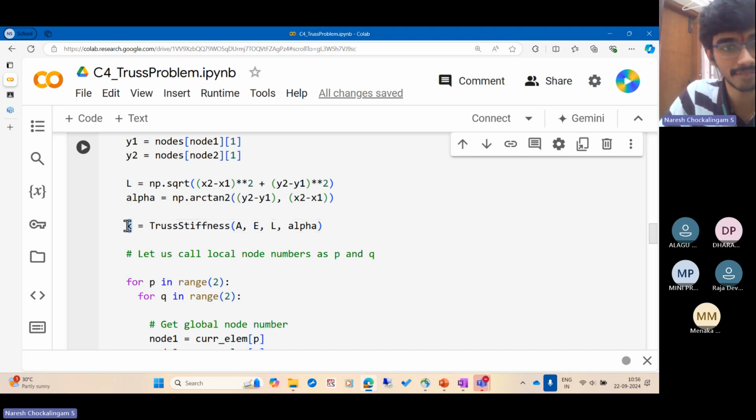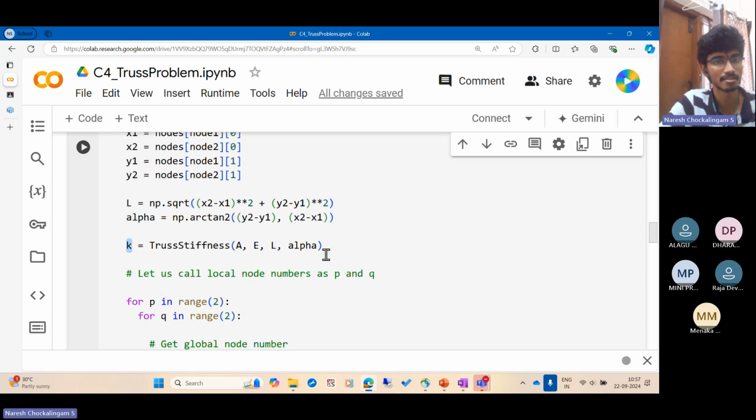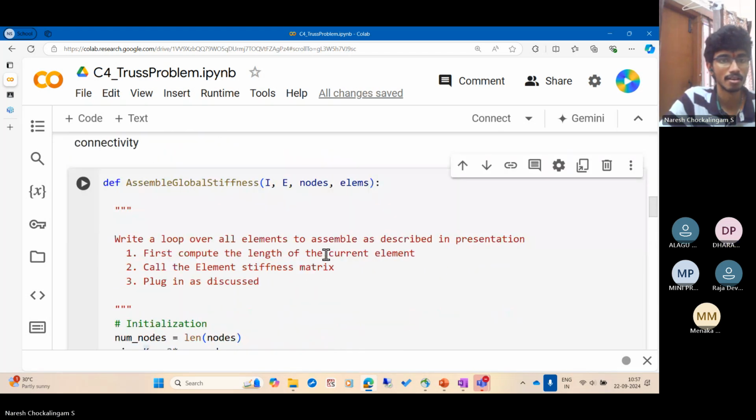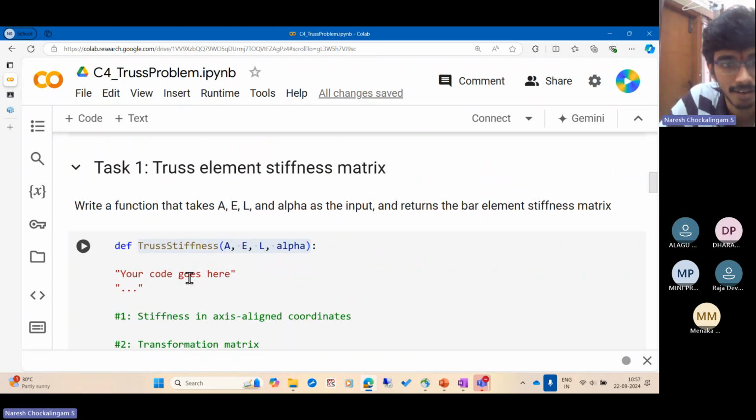What is the size of the stiffness matrix? No. This stiffness is the local stiffness matrix, the element stiffness matrix. For a truss element, what is the size of the stiffness matrix? 4 cross 4. Okay. So this is fine. Now let us go and edit the truss stiffness code.